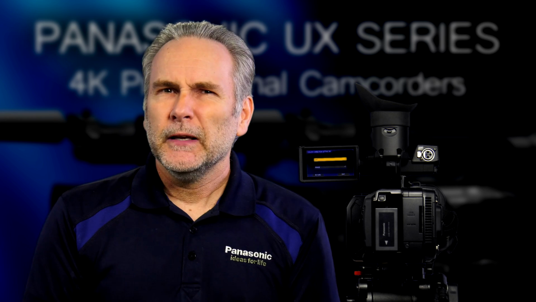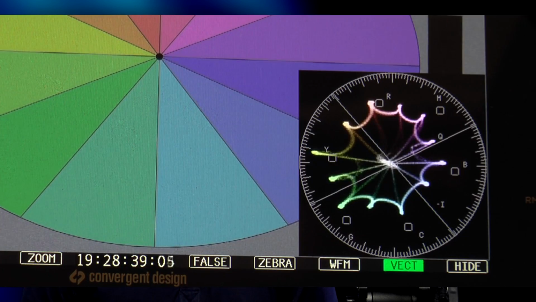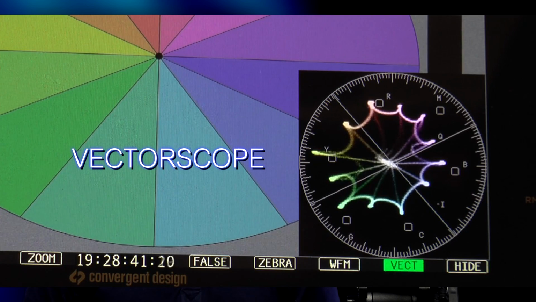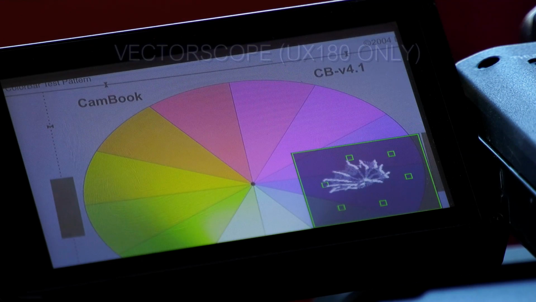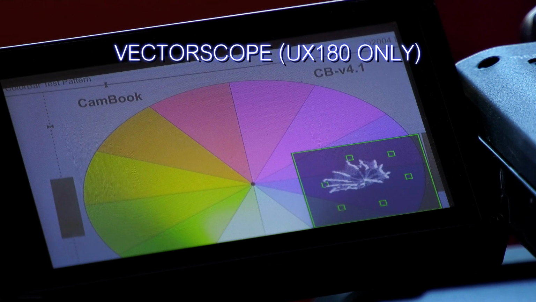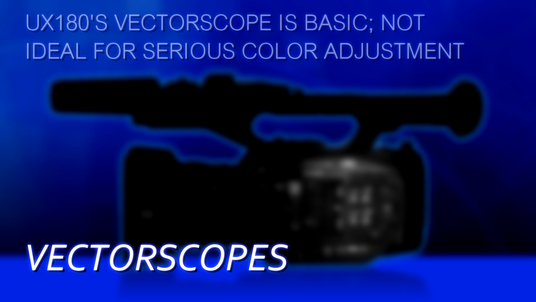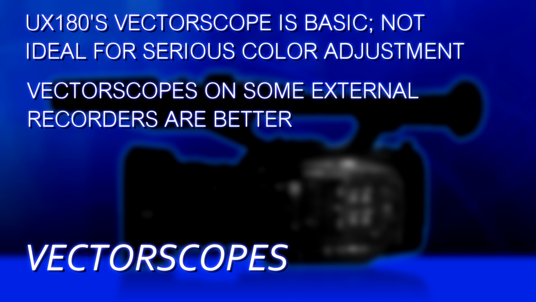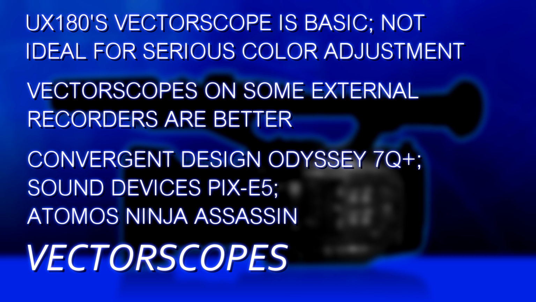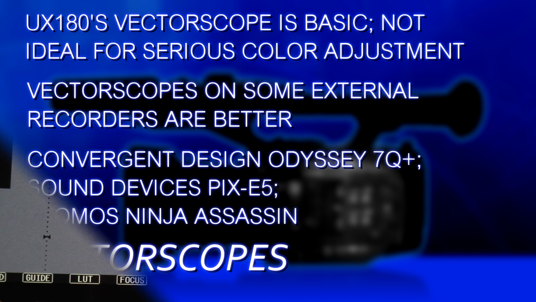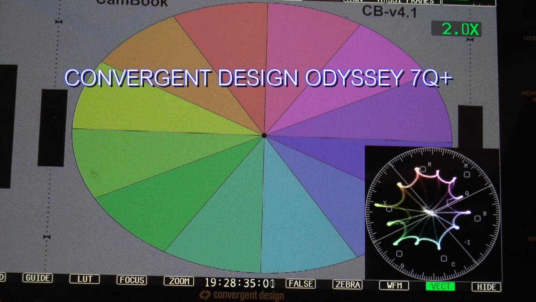To do it effectively and efficiently, you really do need a vectorscope so you can see where the colors are and how you've moved it. The vectorscope in the camera is very basic. It's not really detailed enough to let you really do serious color correction in the camera. I found it more useful to use an external recorder, something like Odyssey 7Q Plus, Sound Devices Pixie 5, maybe an Atomos. They have much more detailed vectorscopes. So if you get a hold of a color wheel and you use that external monitor's vectorscope, like in my example, I was using the one from the Odyssey, it's a lot easier to see the detail here.